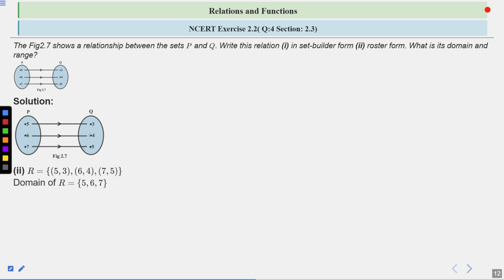Now domain, quite simple. Just collect all the first elements from the ordered pairs which are in relation R. So 5, 6, 7. And for range, you have to collect all the second elements from the ordered pairs which are in the relation R. So 3, 4, 5.